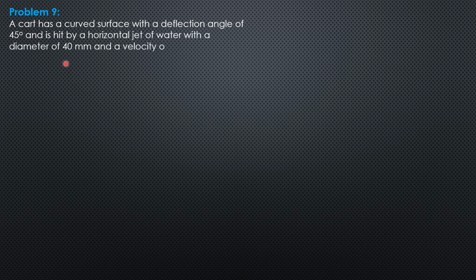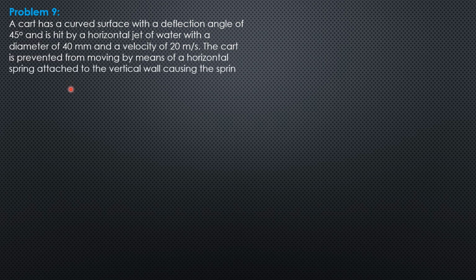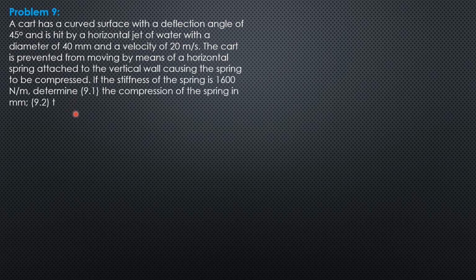Example 9, a cart has a curved surface with a deflection angle of 45 degrees and is hit by a horizontal jet of water with a diameter of 40 mm and a velocity of 20 meters per second. The cart is prevented from moving by means of a horizontal spring attached to the vertical wall, causing the spring to be compressed. If the stiffness of the spring is 1,600 Newton per meter, determine the compression of the spring in mm, the force exerted by the wheels, and the work stored in the spring.